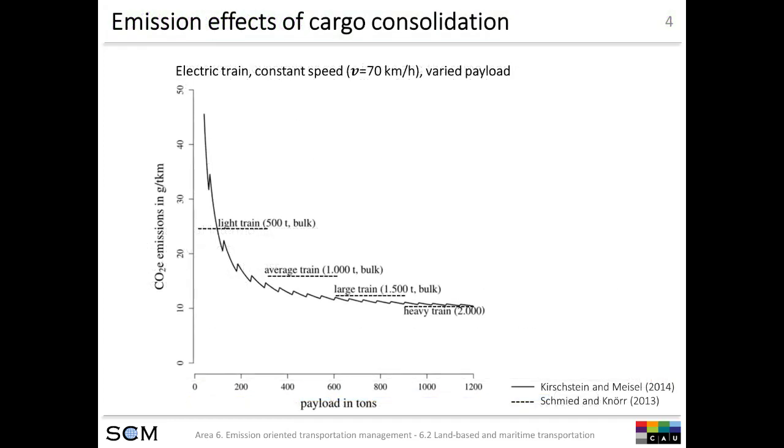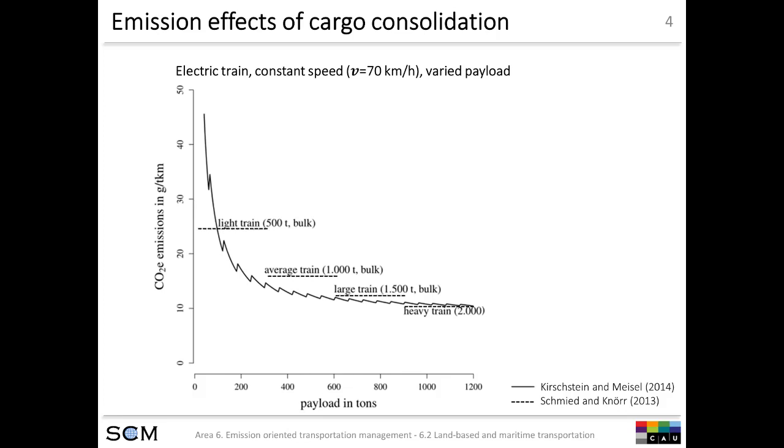Slide 4 visualizes this effect. It presents a graph that shows the emission rate measured in carbon dioxide equivalent per ton kilometer. So how much emissions do we cause from transporting 1 ton of cargo over 1 kilometer of distance? On the x-axis of this plot, we see the payload of the train in tons.